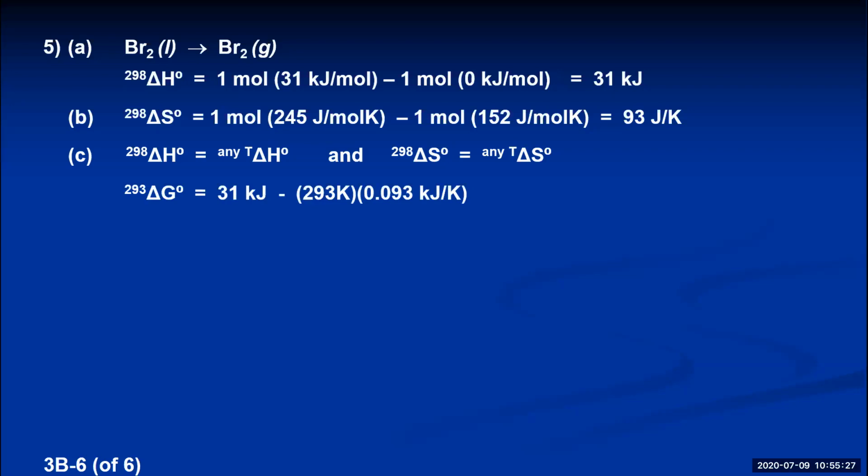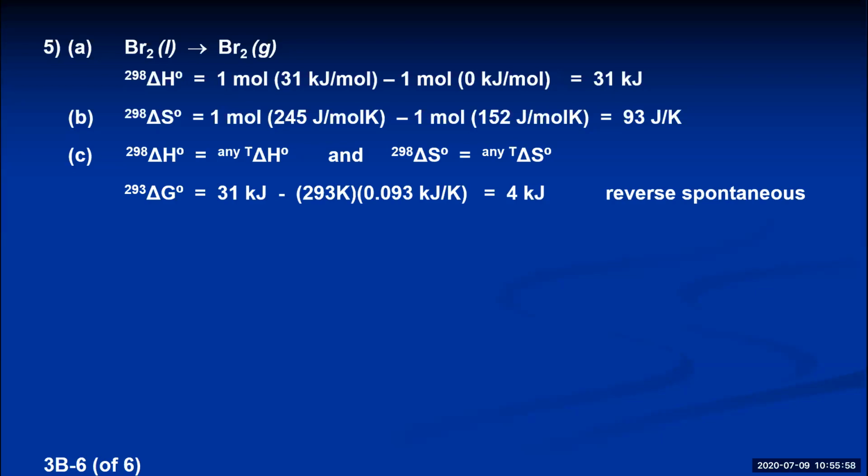And so the delta G naught at 293 will equal 31 minus 293 multiplied by 0.093 kilojoules per Kelvin. Kilojoules minus kilojoules, this comes out positive 4. So that means if you're at 293, which is 20 degrees Celsius, that means the reverse reaction is spontaneous. And so therefore, gaseous bromine at room temperature would condense into liquid bromine, which is how it's naturally found at room temperature. That would kind of make sense.